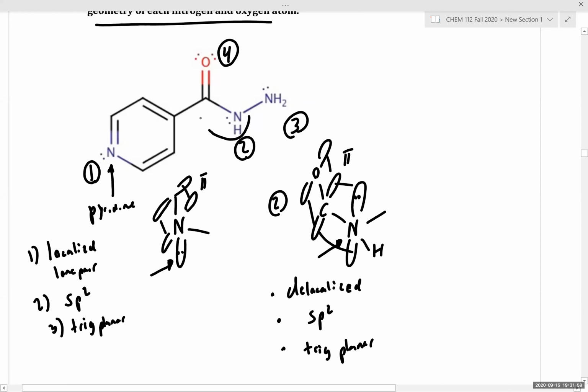Remember, this motif is known as an amide. And amides, as we learned previously, are flat due to this nitrogen participating in resonance delocalization and this carbon-nitrogen bond having a significant amount of double bond character. Let's look at nitrogen 3 now.